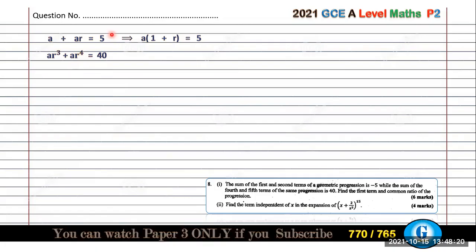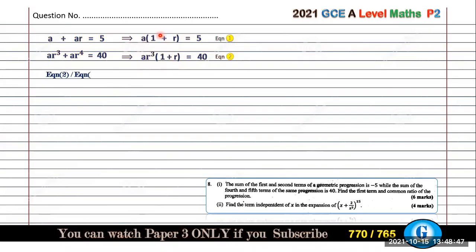So for each of these two equations, we factorize such that we have 1 plus r in both. Like the first one, equation 1, we factorize this, we have a into 1 plus r because a is common. And the second one, you see that ar to the power 3 is common. So we have ar to the power 3 into 1 plus r. And at this point, it's very easy to divide both equations and solve for r directly.